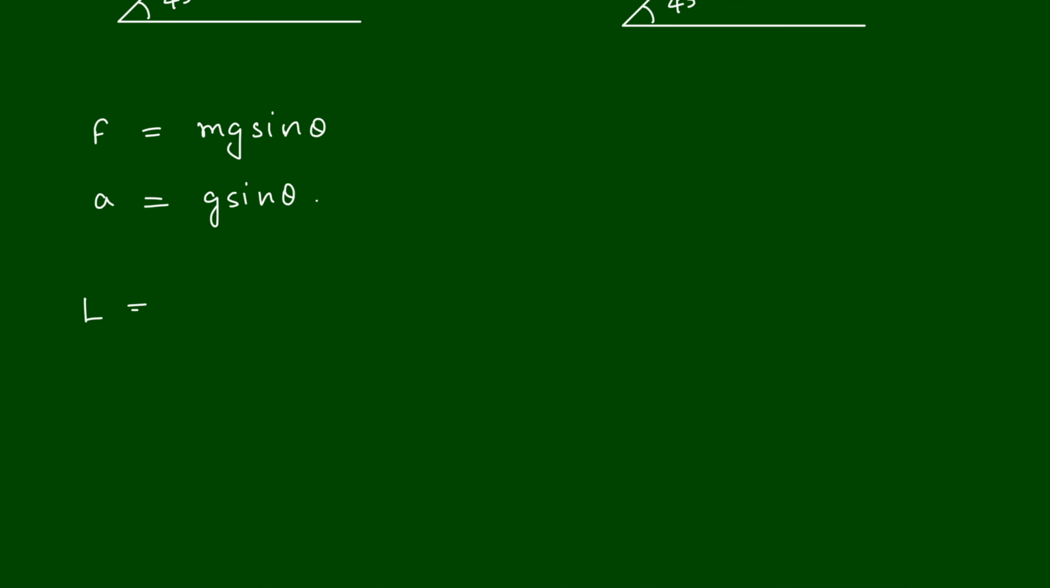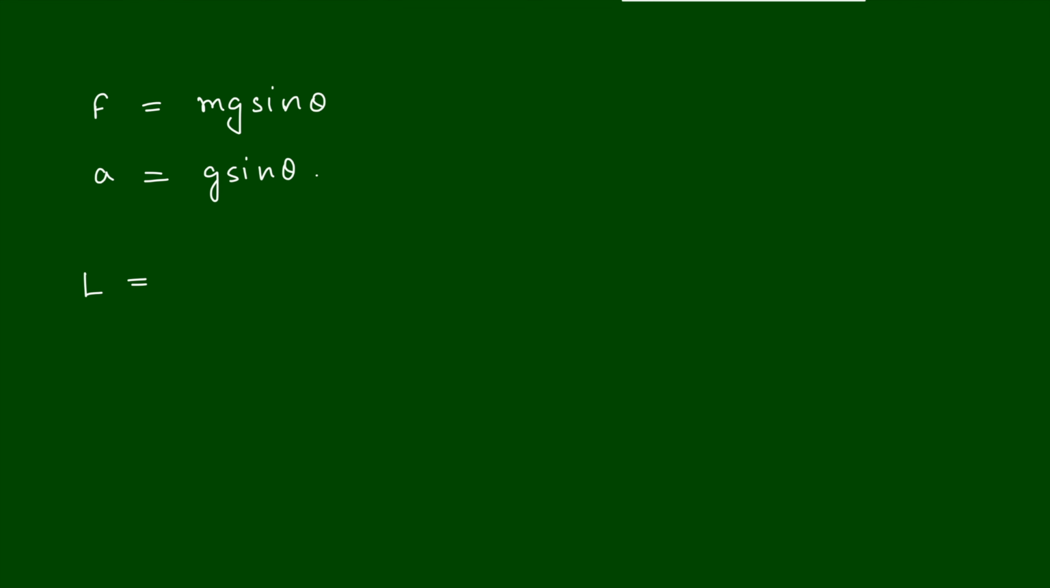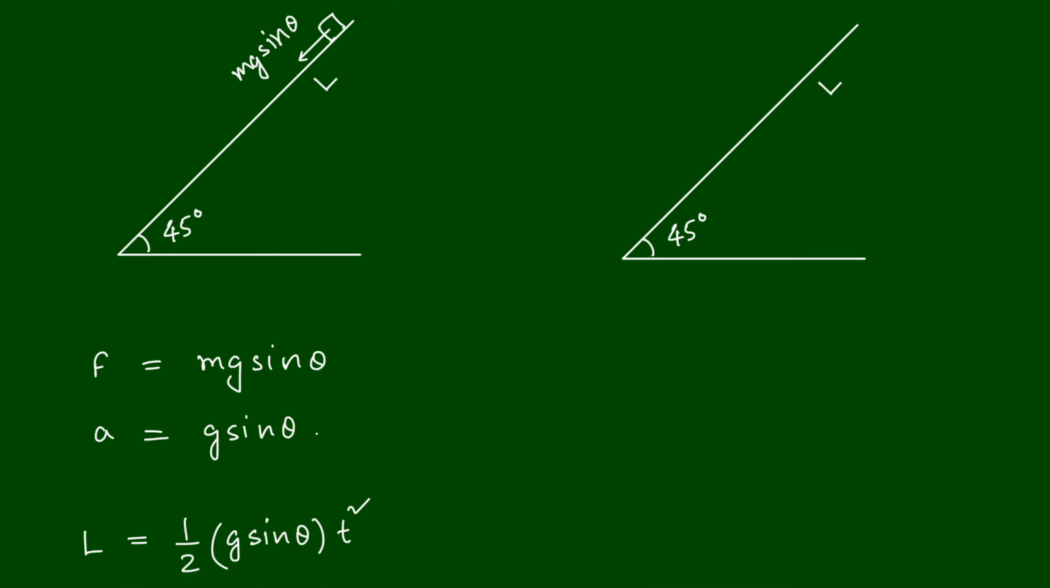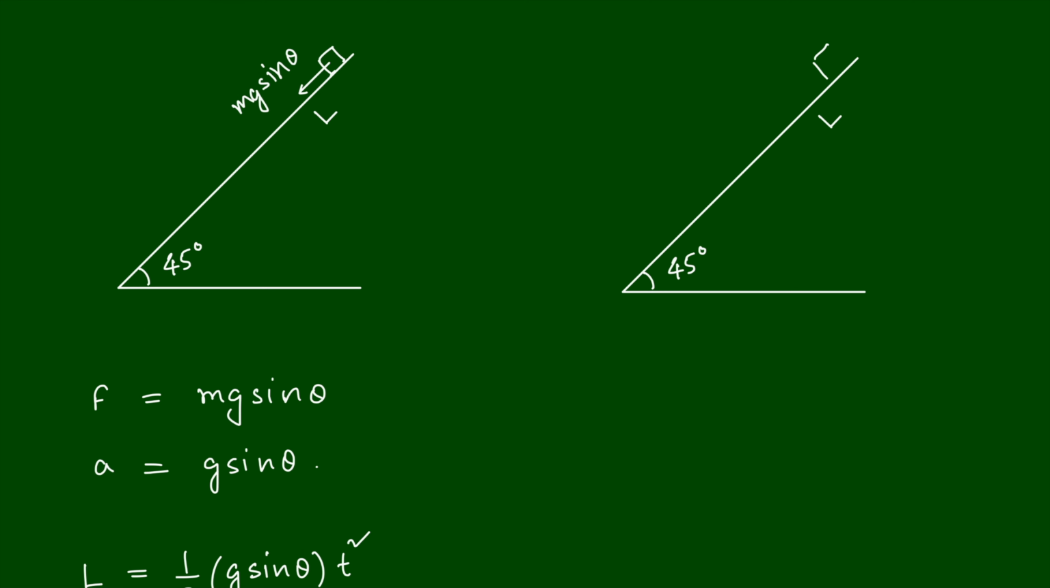Length L is equal to, initially it is at rest, so distance traveled is ut plus half at square, and here a is equal to g sin theta. So here we are considering the distance is L, u initial velocity is 0, half of a, that is acceleration g sin theta, into time t square. This is equation 1.